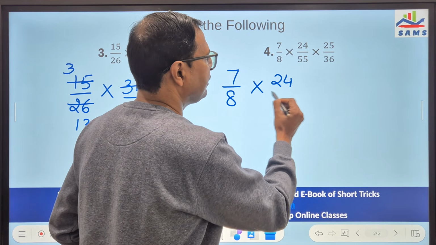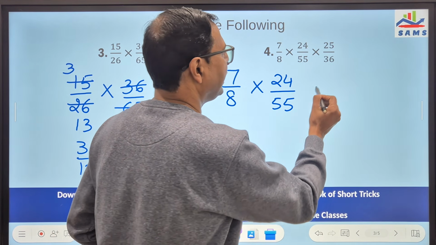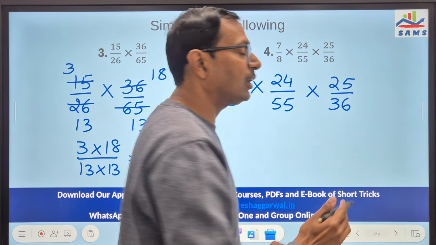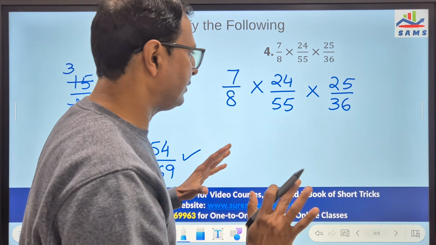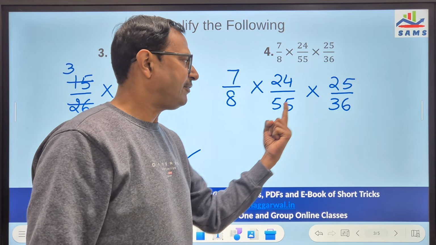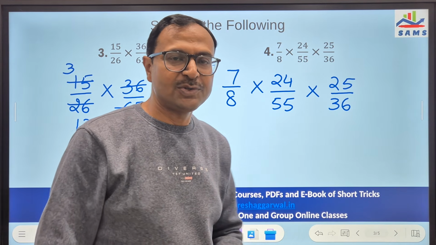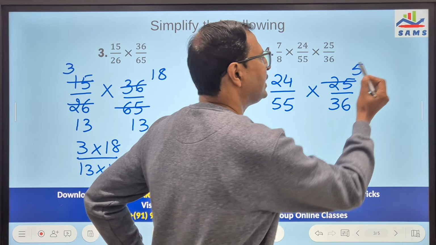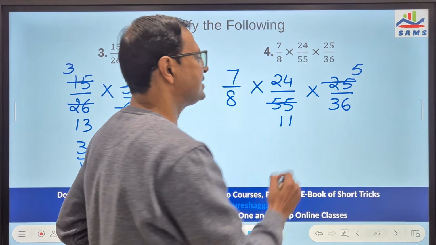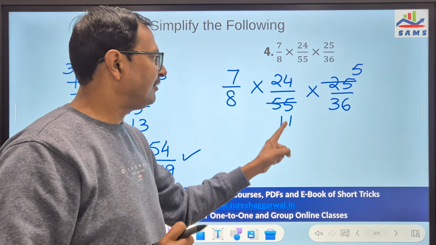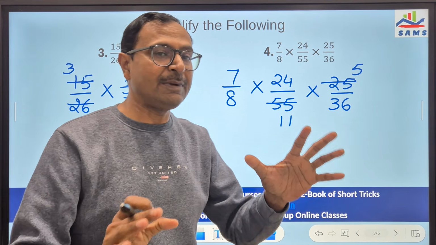Here you have 24 over 55 and then we have 25 over 36. Now I look for the highest common factor between some numbers. See, the first smart thing is 25, 55. They end in 5. So there is a common factor 5. 5 times 5 is 25. 5 times 11 is 55. So one job done, because 5, 11, 7, they are all prime numbers.